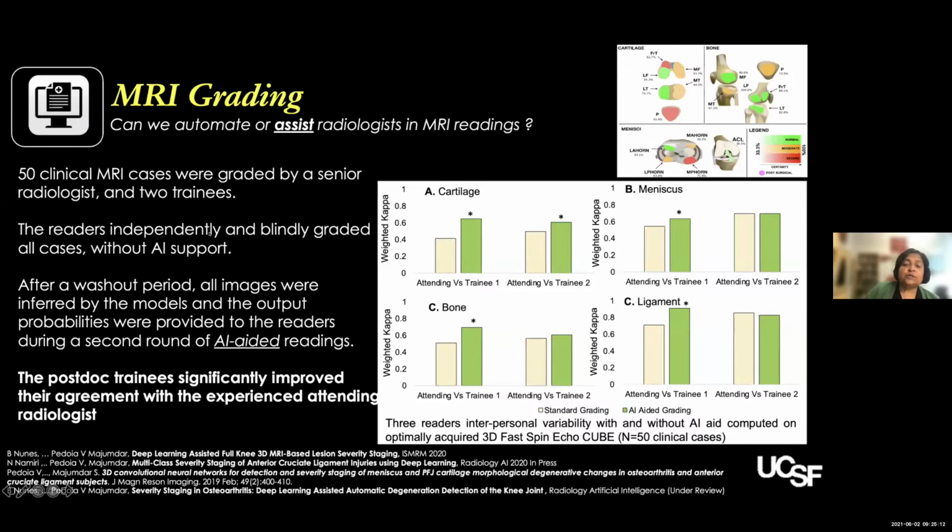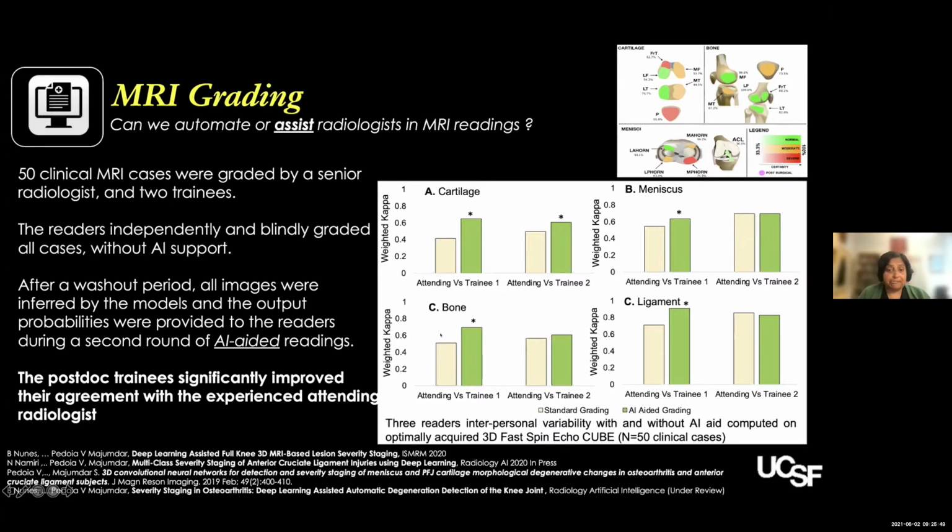So what did we do with this? We did a study where we had 50 clinical MR cases, which were graded by a senior radiologist and 2 trainees. The readers independently and blindly graded all the cases without AI support. And if you look, the yellow are the weighted kappas, and it's 0.4. It's a little bit higher in the second case, but across the board for cartilage, for meniscus, all the tissues, the kappa gradings are about 0.4 to 0.5, 0.6 maybe for the ligaments.